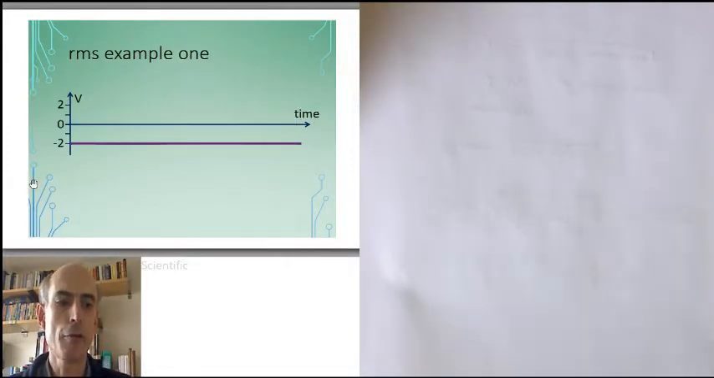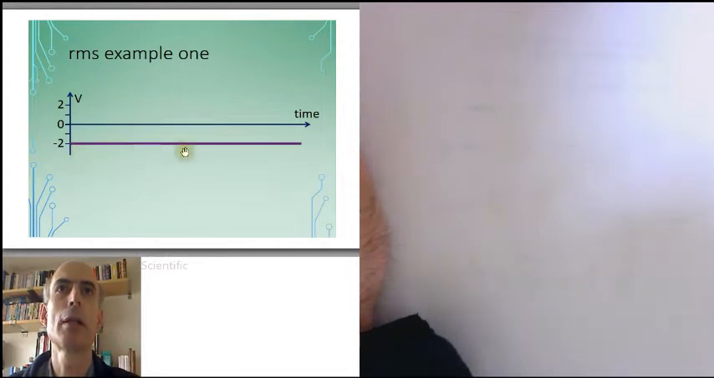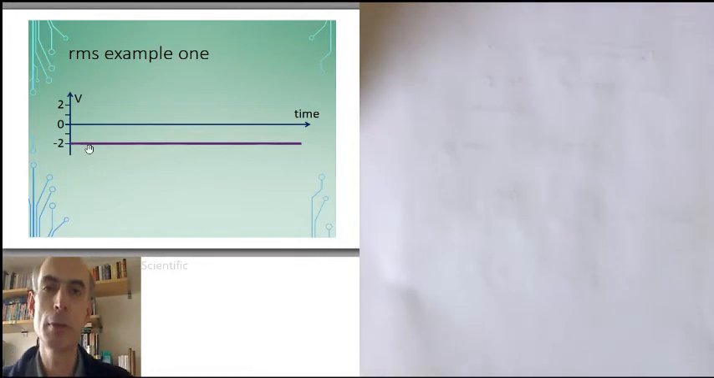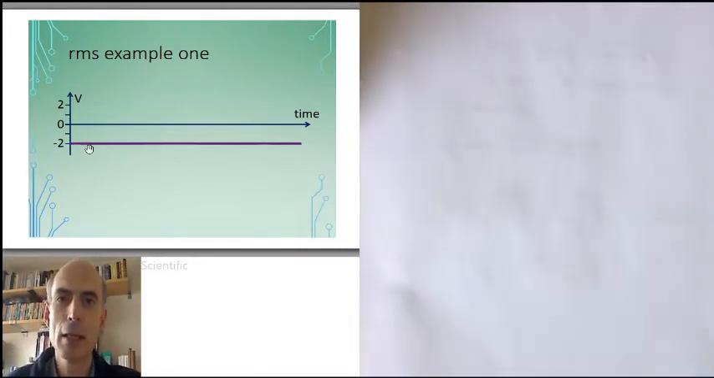The value of the signal, in this particular case, this purple line here, is -2 the whole time. The value is always -2. So the mean value of this waveform is -2. And the mode is -2. And the median value is -2. But what's the RMS value?